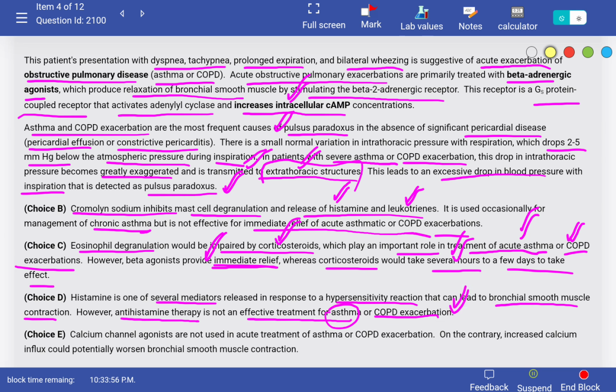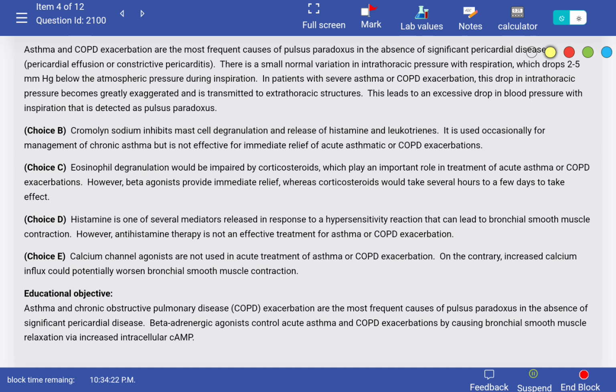Okay, why not option E? Calcium channel agonists are not used in acute treatment of asthma or COPD exacerbation. Why? On the contrary, increased calcium influx potentially worsens bronchial smooth muscle contraction. So it shouldn't be used, right? Because they are contraindicated. Asthma and COPD exacerbation are the most frequent causes of pulsus paradoxus.